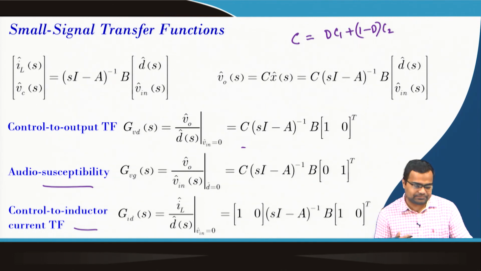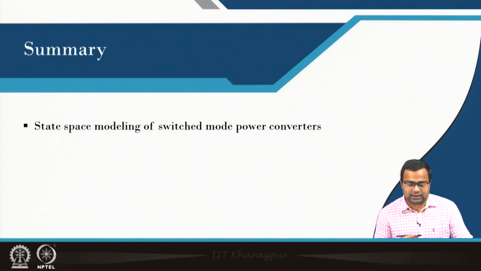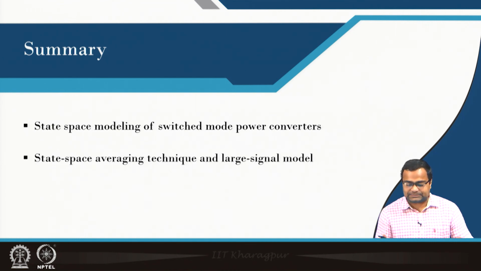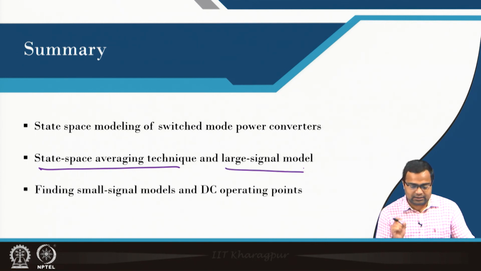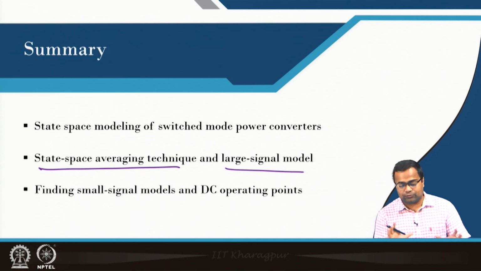in a subsequent lecture. So, with this I want to summarize that today we talked about state space modeling of switching power converters, switch mode power converters. We also showed the state space averaging technique and the large signal model, which is the average model. Then I have shown you how to find the small signal model and DC operating points.